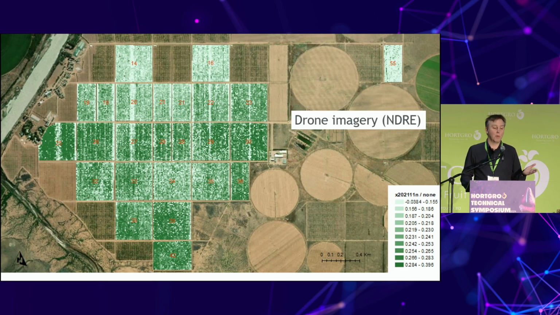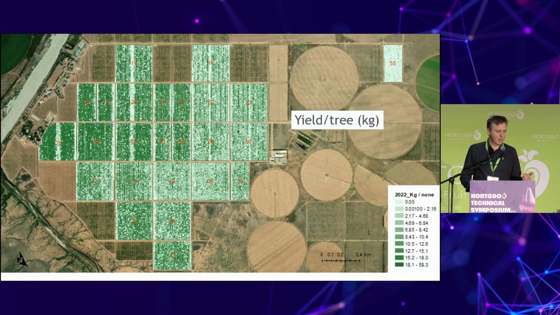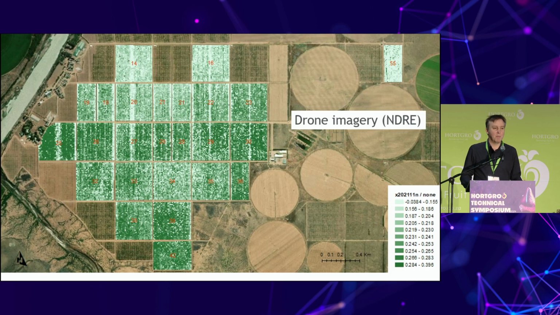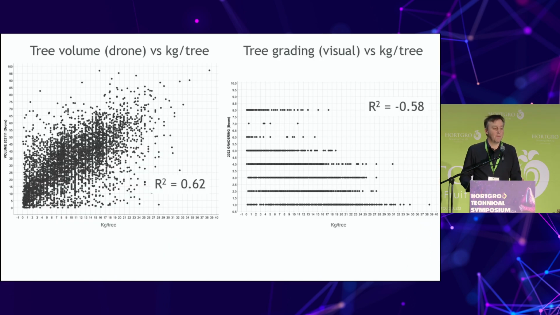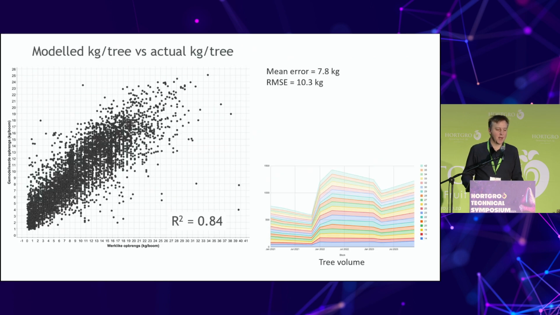So this is a normalized difference red edge index. And if I go back, you see that there's not a big correlation between them if you just look at it like that. Area of the tree, and that's the volume of the tree based on the drone imagery. And there's a bit of a better correlation between the volume of the tree and the actual yield per tree. And on the left there you see the correlation between volume and kilograms per tree, and also the tree grading.